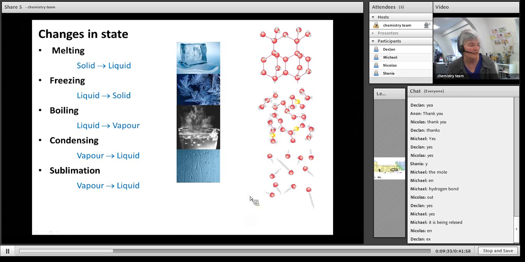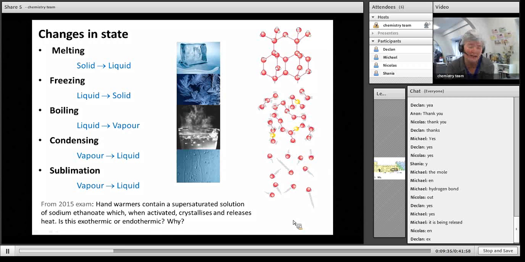Okay, so here's now a different sort of example. This came from last year's exam. Hand warmers contain a supersaturated solution. That just simply means there is just so much solid dissolved in the water that it can barely hold it all. Okay, it's all ready to come crystallizing out.